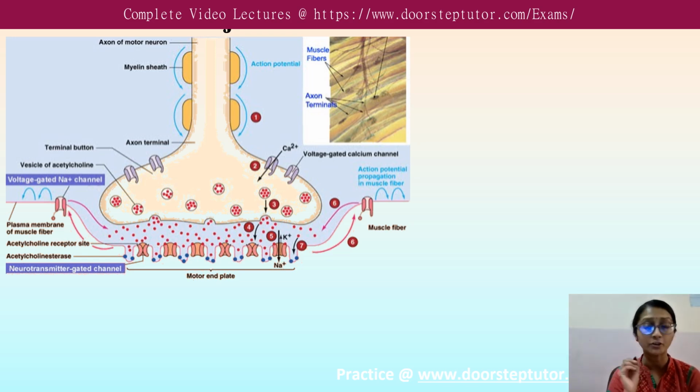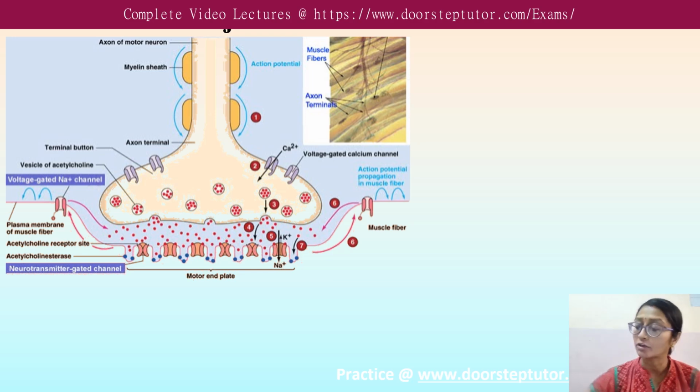One more important thing you have to remember: for such ion gates to open, neurotransmitters also need to be there. Until and unless the neurotransmitter is there, it cannot work. So let's focus on this particular diagram and understand the different parts.